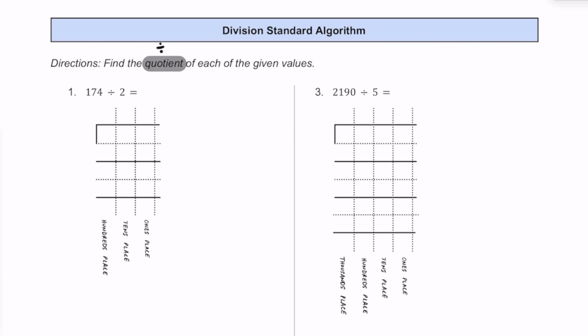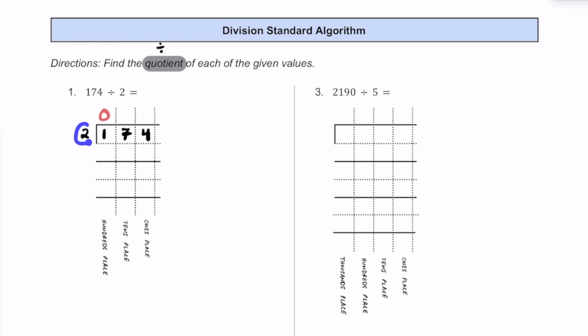Let's start with number 1, where we have 174 divided by 2. Let's take this 174, which is our dividend, and put it inside our division house. And let's take this 2, which is our divisor, and put it on the left side. We're going to see how many times 2 fits into 174. So first, how many times does 2 fit into 1? Well, it fits in 0 times because it's bigger than it, so we're going to put a 0 here.